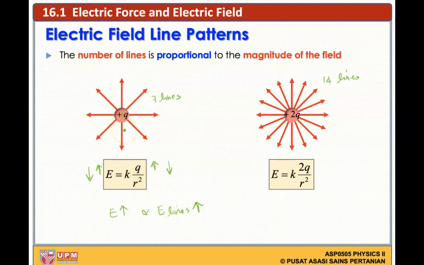Is it necessarily 7? No, this is arbitrary. If the question draws 5 lines for 1 coulomb, that's fine. And they ask you, draw the electric field lines for a charge that is 3 coulomb. So you know that 1 coulomb has 5 lines, which means that for a 3 coulomb charge, it should have 15 lines. Okay? So the number of lines is arbitrary. You just need to know that the lines should be proportional to your value of charge.